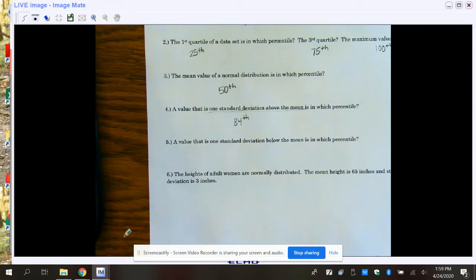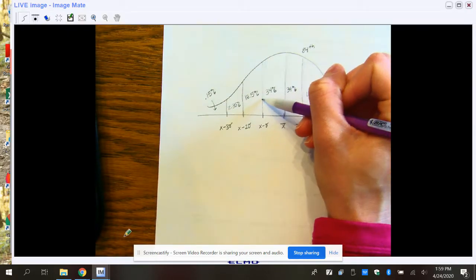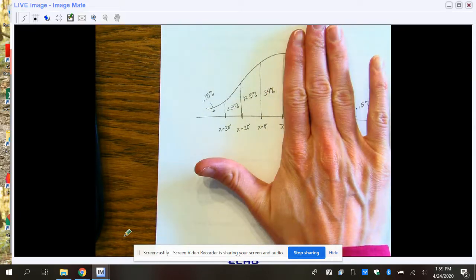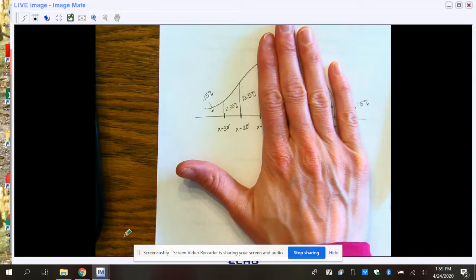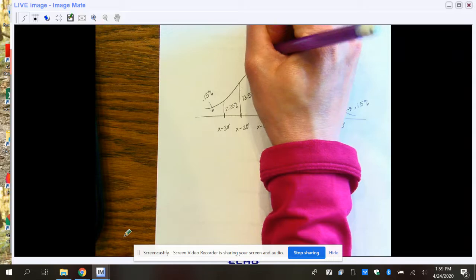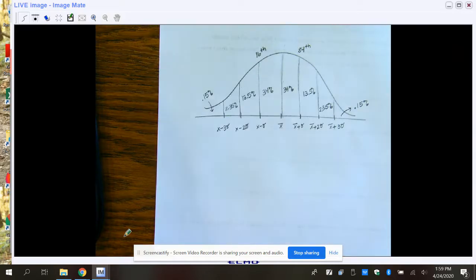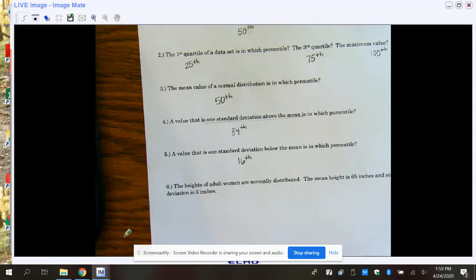So this next one says a value that is one standard deviation below the mean is in what percentile? So again, if this represents 50%, 50 minus 34 is 16. So only 16% of your data falls below whatever that value is. So that would be the 16th percentile. Only 16% of your data falls below that value.